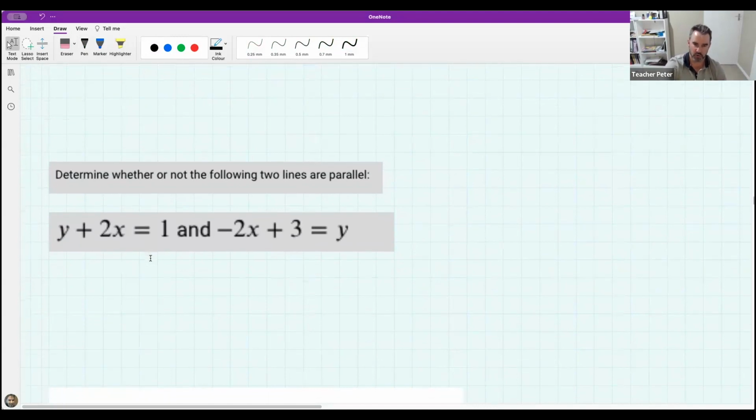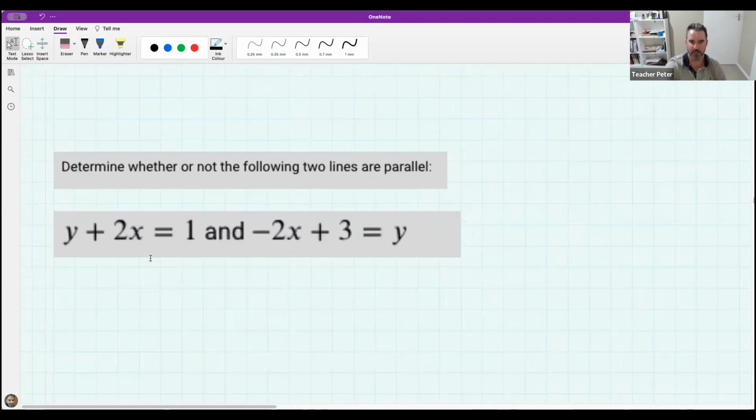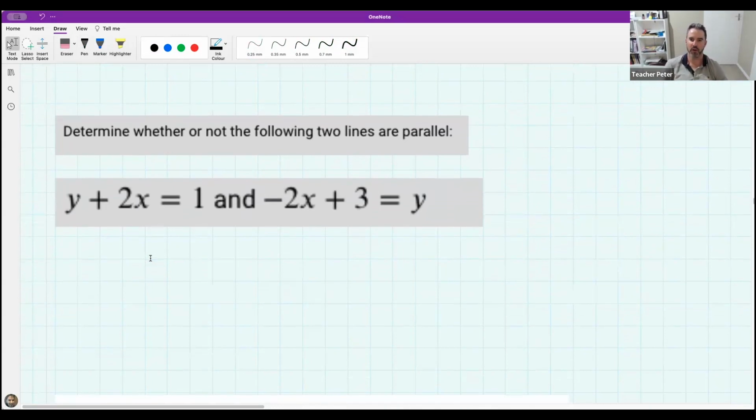Determine whether or not the following 2 lines are parallel. So I want you to either say yes or no in the chat. These are 2 straight lines, but they're written a little bit differently. Are they parallel? Yes or no? You tell me. The people are voting. Let the votes continue.